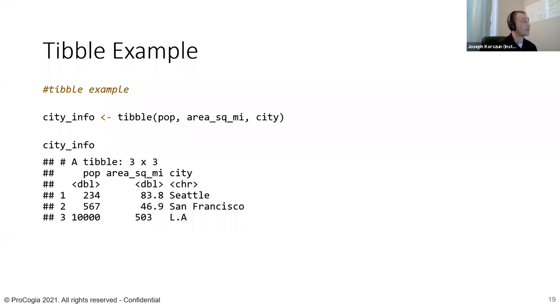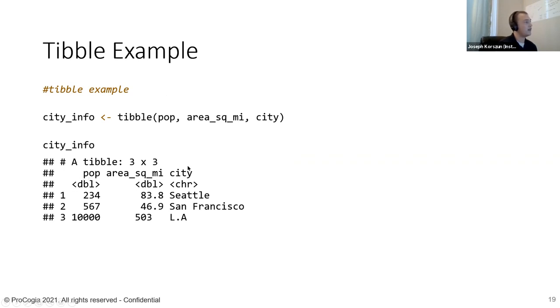Contrary to the data frame, we have a tuple. So the assignment statement is very similar, right? And you can see I did leave off the T here as a practice, but we're going to name this variable city info, and we're going to assign that using the tuple command, and we're pointing at the variable that we want. And we're going to take those vectors that we created earlier, pop, area square mile, and city. And then we're going to output that, right?